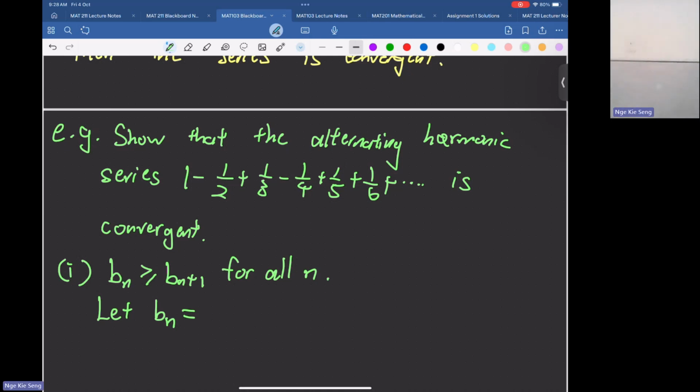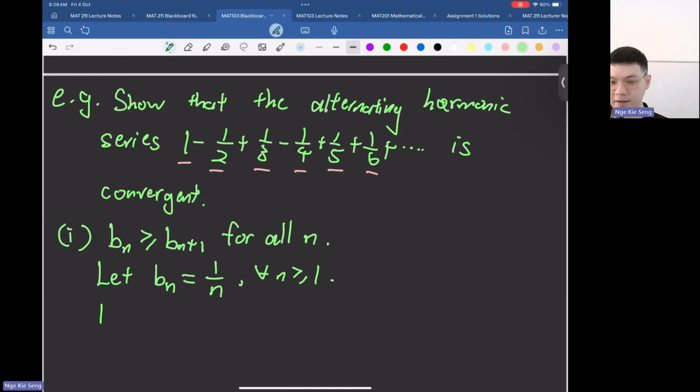Bn is something such that B1 minus B2 plus B3 minus B4, right? So what's the formula for Bn here? 1 over n. Correct, no? Okay, 1 over n. So you should look at the positive part. 1 over n, right? 1, 1 over 2, 1 over 3, 1 over 4, 1 over 5, 1 over 6, 1 over 7. Okay. So this means that what do you need to verify here?